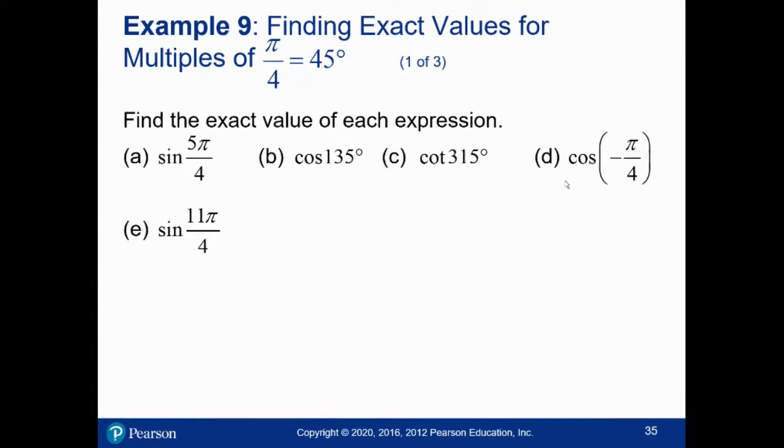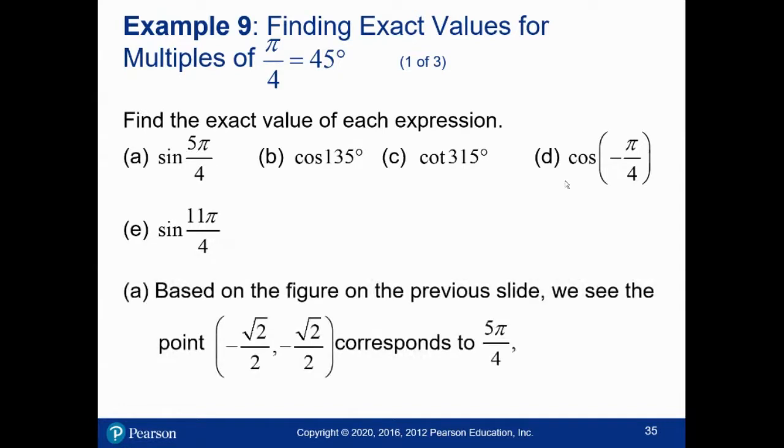Hopefully you paused and you're back now. Just looking at that reference picture on the previous slide, the point negative root 2 over 2, comma negative root 2 over 2 corresponds to the angle 5 pi over 4, so the sine is the y-coordinate, which is negative root 2 over 2.